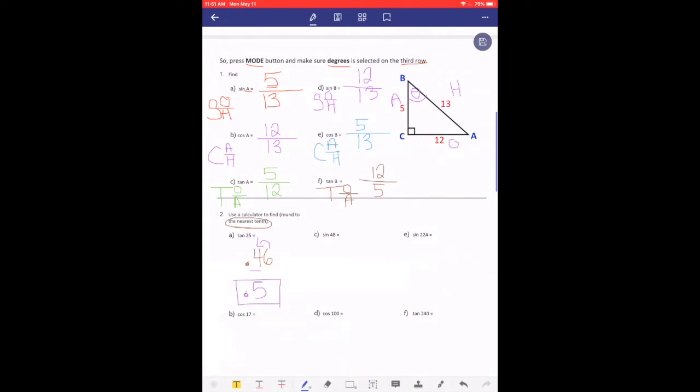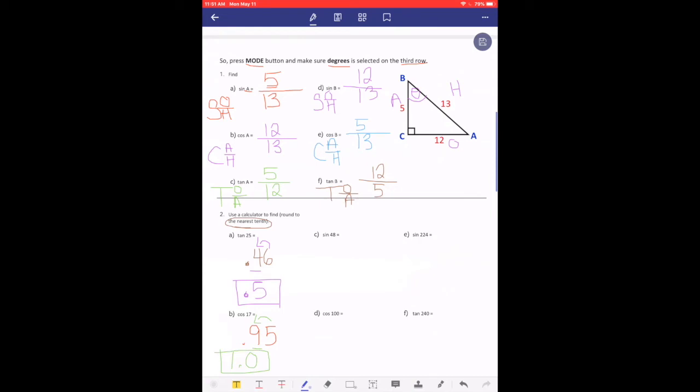Letter B, cosine of 17. So hit the cosine button in your calculator, then type in 17, hit enter. You'll get 0.95. And make sure we're looking at the tenths place. The number behind that is a 5, which means that I'm going to round that 9 up. So that becomes 1.0. Remember that 9 would be a 10, so I move it up. And then I need to have that 0.0 here because it's round to the nearest tenth, so I need to have a number in that place.